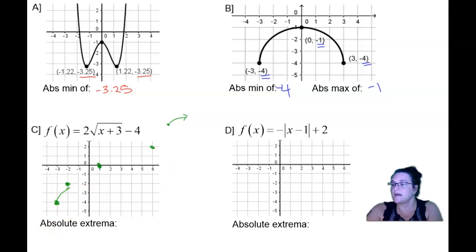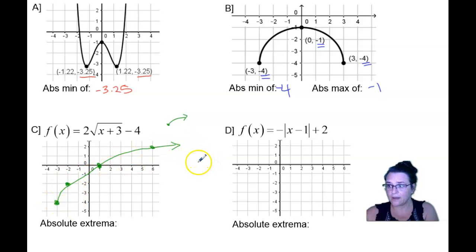And then I can hopefully not make a mess here. Let's see if I can sketch this. There we go. Okay, and that would be my square root function. f(x) equals the square root of the quantity x + 3, minus 4.